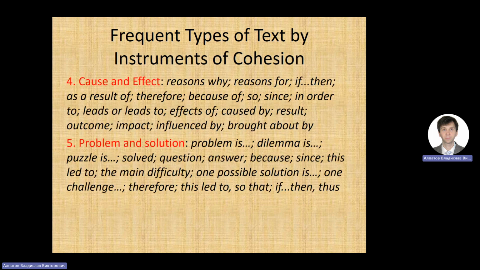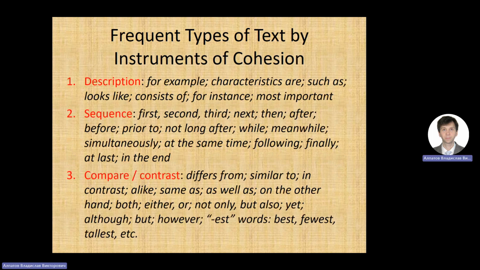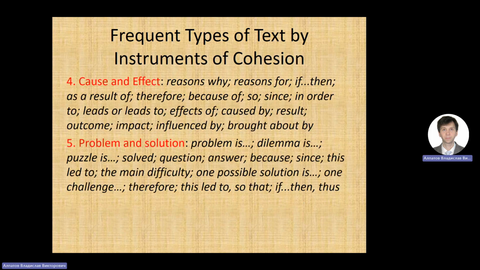And the fourth and the fifth are cause and effect and problem and solution. So the reasons why, reasons for, if, then, as a result of, caused by, outcome, impact, influenced by, and finally problem and solution: the problem, the dilemma, the puzzle, because, since, this led to, the main difficulty. Therefore, these are frequent text types: cause and effect, problem and solution, description, sequence, and comparing, contrasting.